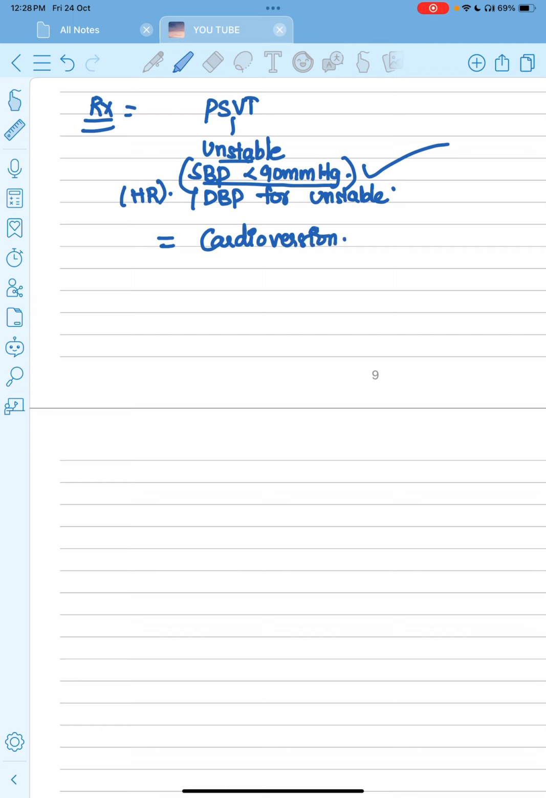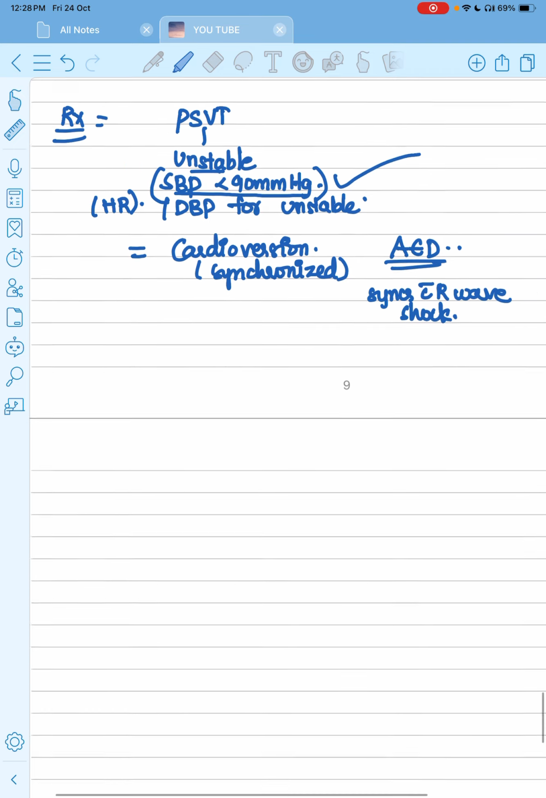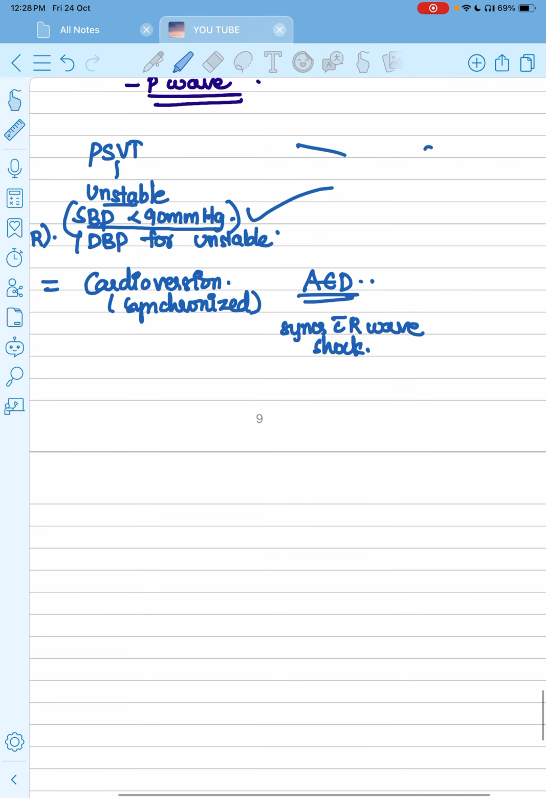Cardioversion is different from defibrillation. In cardioversion, there is synchronized cardioversion where the AED machine automatically syncs with the R wave and gives a shock. That is called cardioversion. If the patient is stable, when do you say stable? Because his systolic blood pressure is more than 90 mmHg, then you say stable.